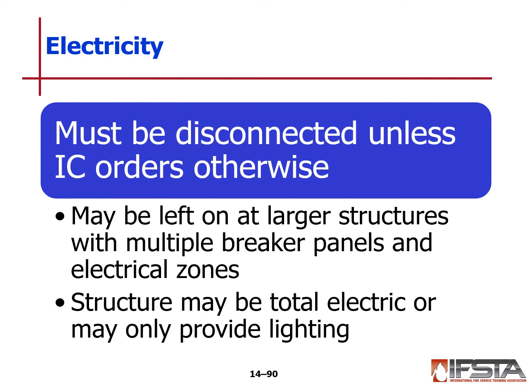Electricity is one thing that we find ourselves dealing with a lot. Electricity and water don't mix. And the big thing is, when we start pulling apart walls, wiring is run into the walls, and we don't want energized circuits when we're pulling with metal hooks and getting into and breaking up walls and trim. So we need to disconnect this as quick as we can. It can be left on in large structures with multiple breaker panels, and then we just shut off zones. The structure may be total electric, or the electric may only provide for lighting.